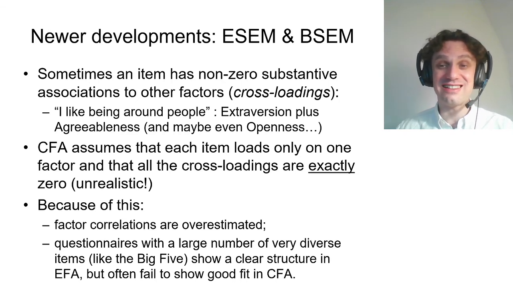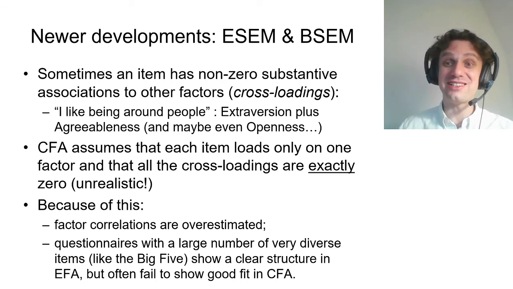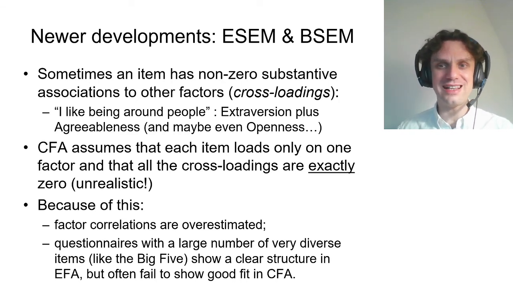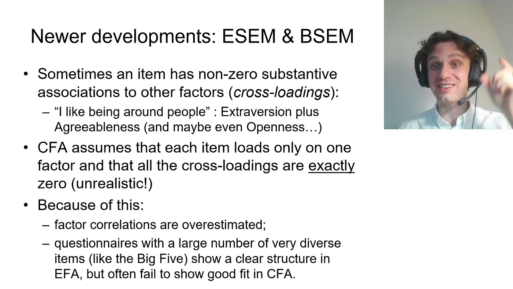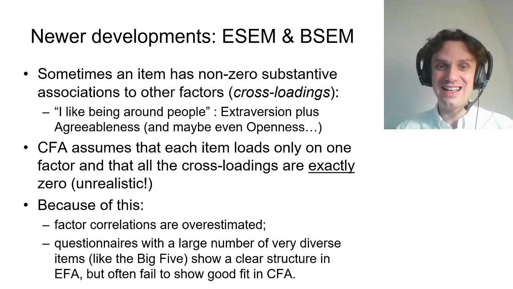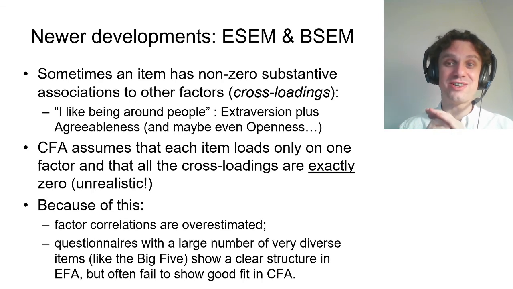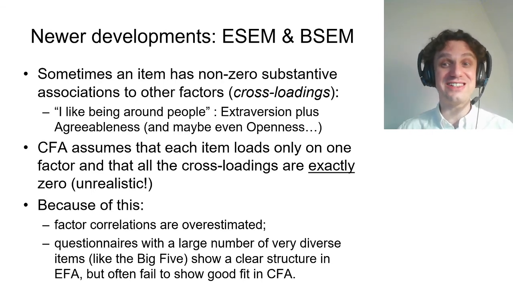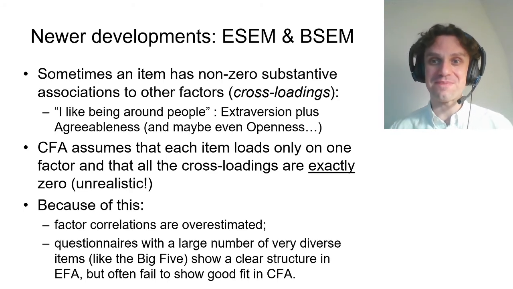Unfortunately, CFA does not allow us to do it easily. As a result, in CFA, we get overestimated correlations between factors. And we have problems with questionnaires where we have many items with very diverse item content. The Big Five is a classical example. These questionnaires work extremely well with exploratory factor analysis, but with confirmatory factor analysis, they might fail to show a good fit.